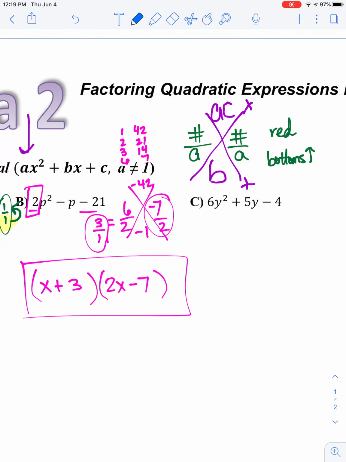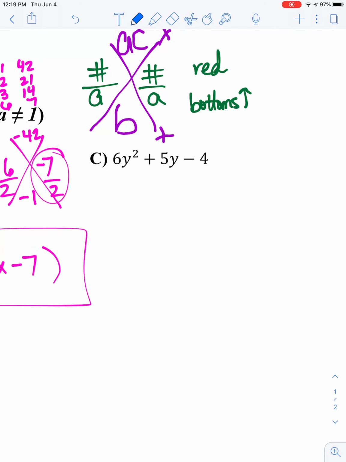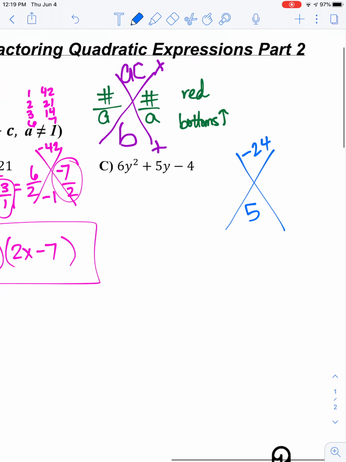Same thing on part C. If you want to try this one on your own, go ahead and hit pause, try part C, and then hit play to check your answer. All right, let's see how we did on part C. 6 times negative 4 is negative 24. 5 goes on the bottom.